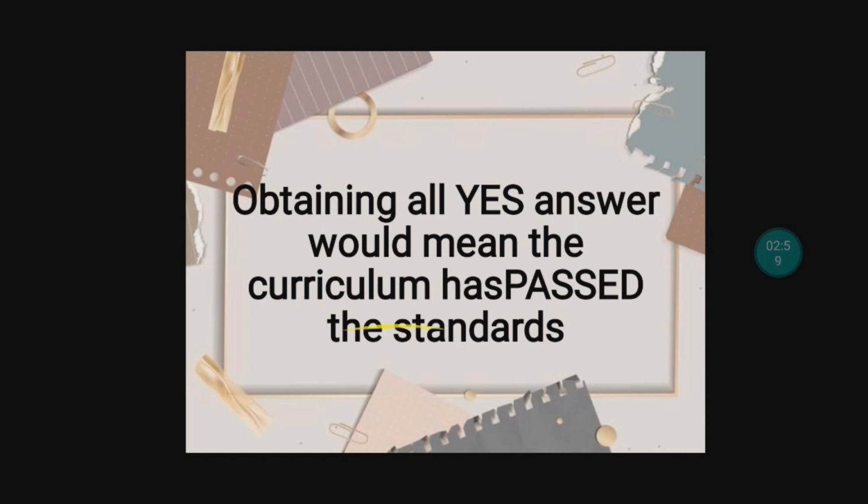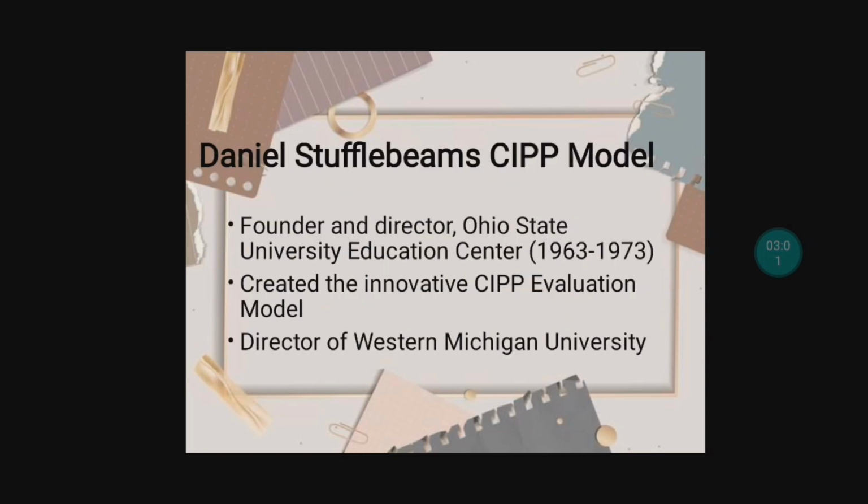Now, let's move on to another model, which is Daniel Stufflebeam's CIPP model. So who is Daniel Stufflebeam? He is the founder and director of the Ohio State University Center. He created the innovative CIPP evaluation model, and he is the director of Western Michigan University.